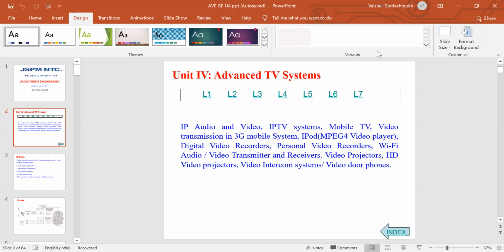Till now, we have discussed black and white television, color television, high definition television, and digital television. So, in Unit 4, we'll be discussing the next part of television systems, that is Internet Protocol television, that is IPTV, and mobile TV.